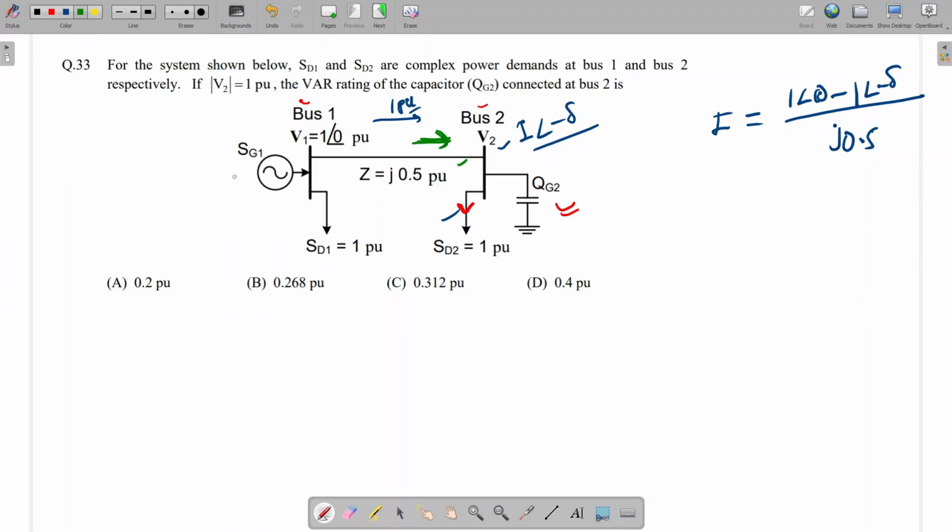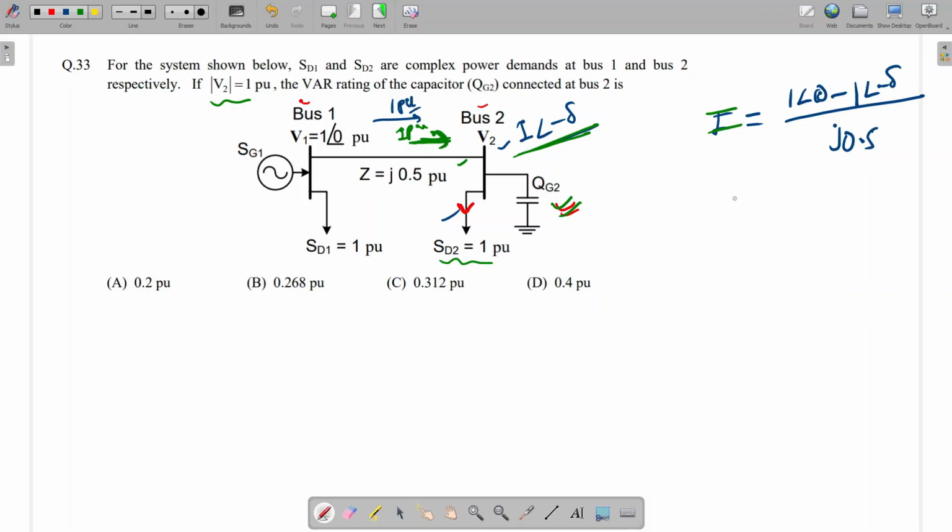So here a two bus system is given. Bus 1 voltage is 1 angle 0 and bus 2 magnitude is 1 per unit. Since 1 per unit demand is required, this power will come from this one, because this compensator will supply only reactive power. So how much power will this line carry from here to here? 1 per unit. So power is flowing in this direction, and we can say that the voltage will be 1 angle minus delta. So current we can write like this: 1 angle 0 minus 1 angle minus delta divided by j 0.5.